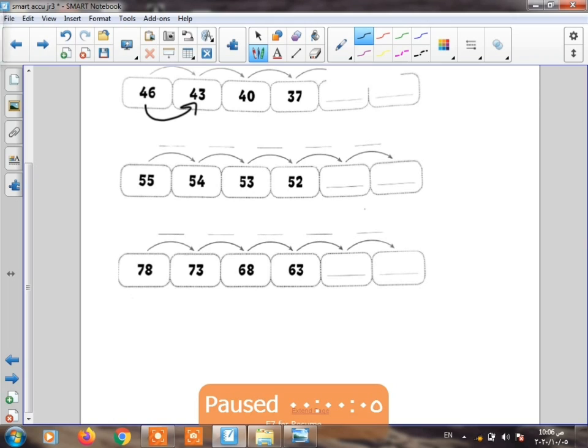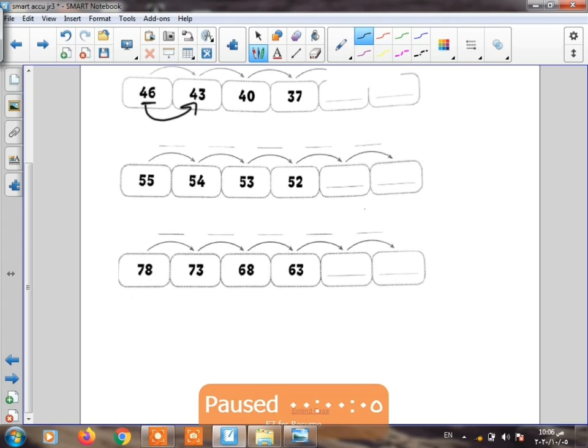If the number increased or decreased. Which is greater, 46 or 43? Of course, 46 is greater. So the number here decreased. Decreased by what? We count backwards by how many numbers?